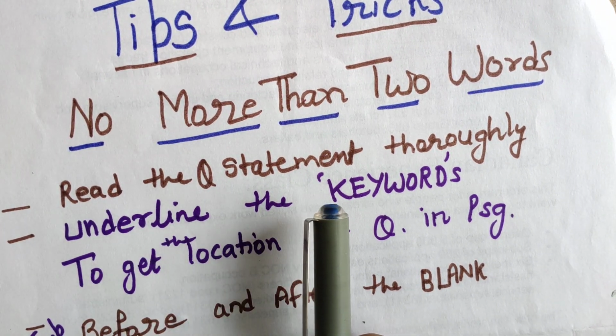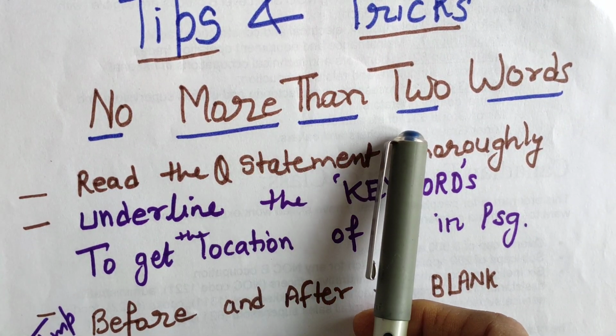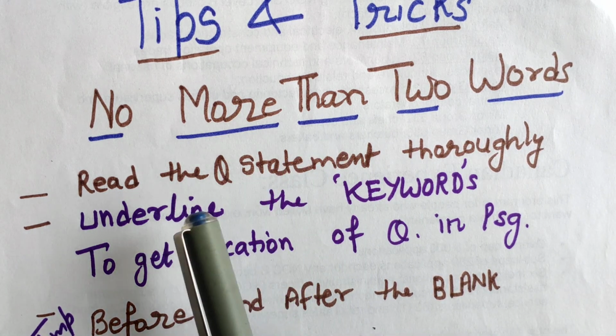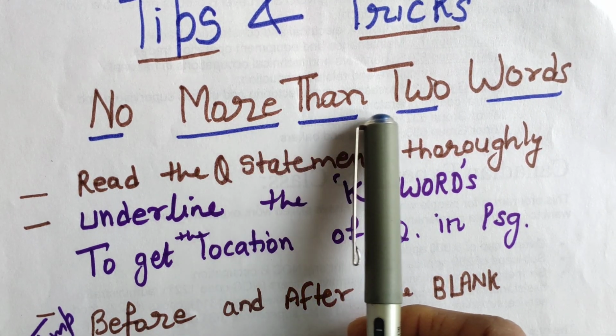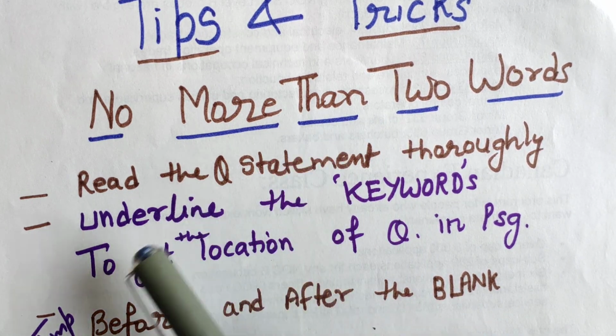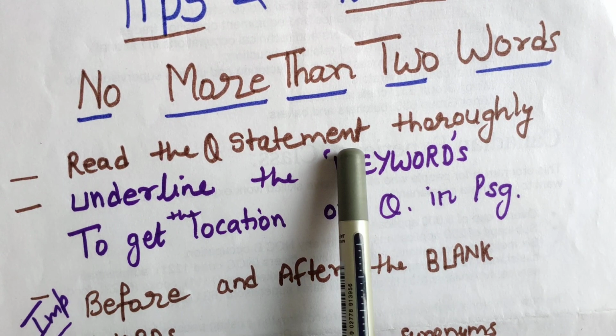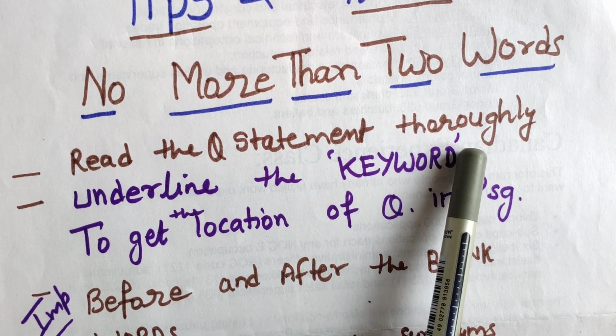First of all, what you have to do for "no more than 2 words". As you know, these are complete the summary or complete the table questions with the help of no more than 2 words, or 1 word, or so on. So first, always read the question statement thoroughly.